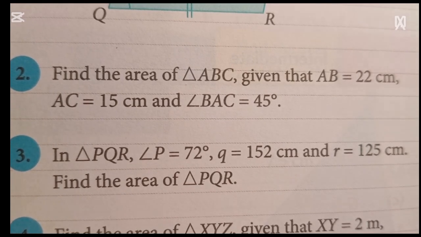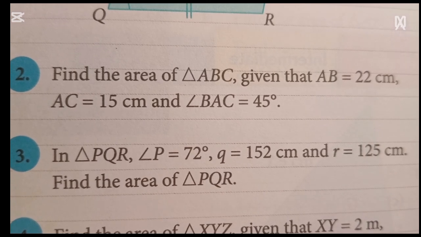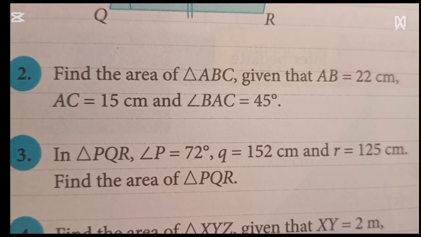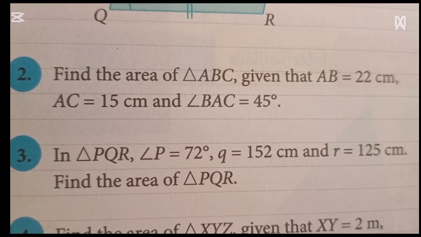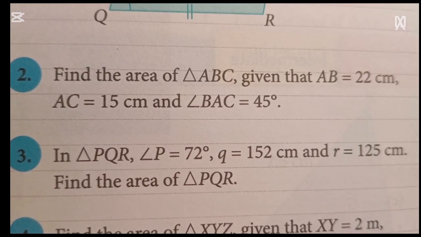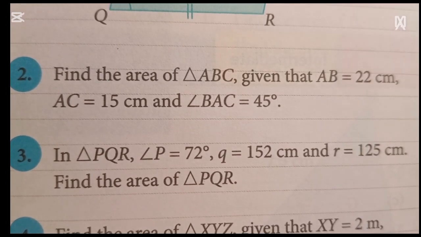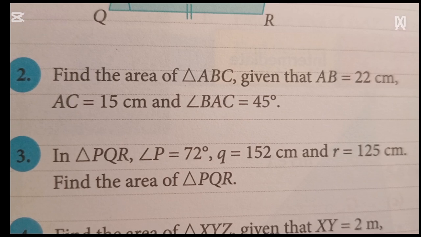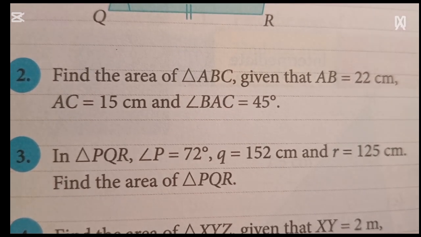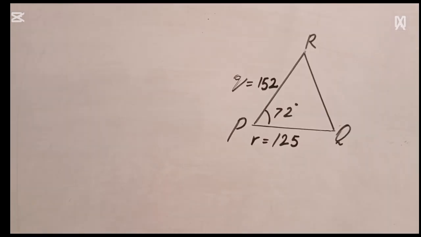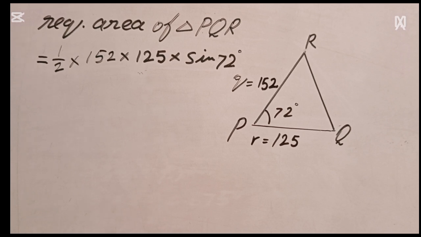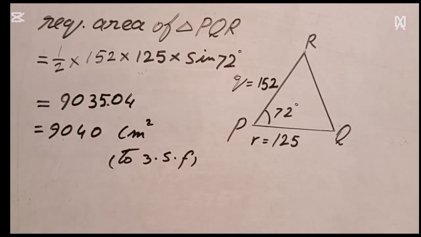In the triangle PQR, angle P is given as 72 degrees. Side Q, means the side opposite to the point Q, is 152 centimeters and R is 125 centimeters, means the side opposite to the point R is 125 centimeters. Find the area of the triangle PQR. With the help of given statement, we have drawn the figure of this question. Now we find out its area, putting the values in the formula. Now we solve it. This results in 9040 centimeters square to three significant figures.